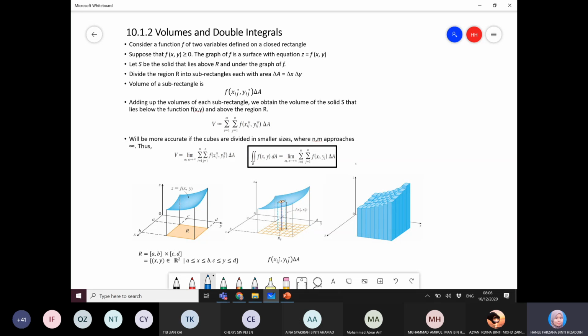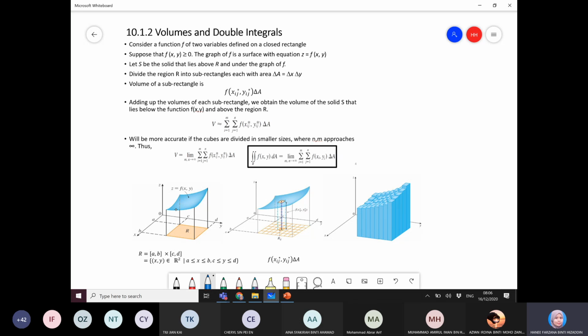But now let's just talk about the mathematics of it without the engineering applications. Suppose you have this function f(x,y). This function z is a function of variables x and y. Let S be the solid that lies above R. This is your R region, which lies on your xy plane. The x interval is from a to b, and the y interval is from c to d. That will give you this rectangular region here, and your function z lies somewhere in this area.